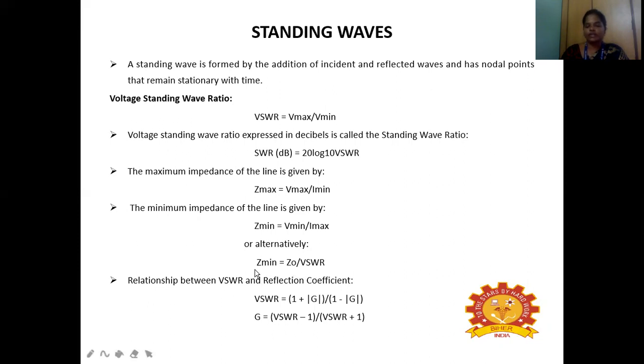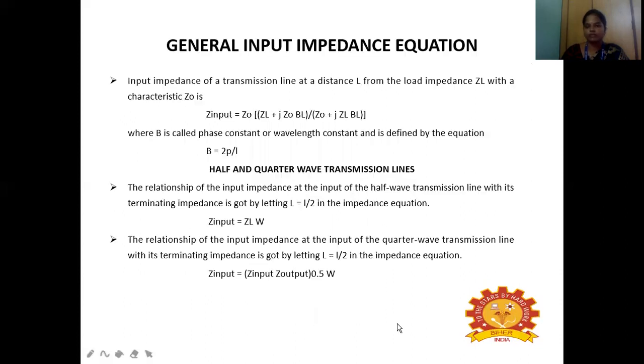So now we are going to write the relationship between VSWR and reflection coefficient. So VSWR is equal to 1 plus mod Γ divided by 1 minus mod of Γ, where Γ is equal to VSWR minus 1 divided by VSWR plus 1.